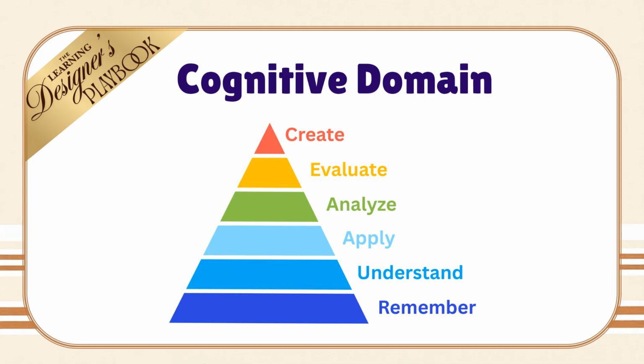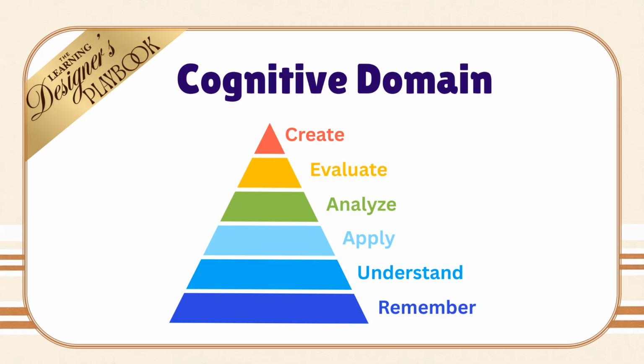The next level is understanding, where learners go beyond recall to explain concepts in their own words. Here, a student might be able to describe why boiling water creates steam. The third level is applying, which involves using knowledge in new situations. A learner could demonstrate this by calculating the boiling point at different altitudes.